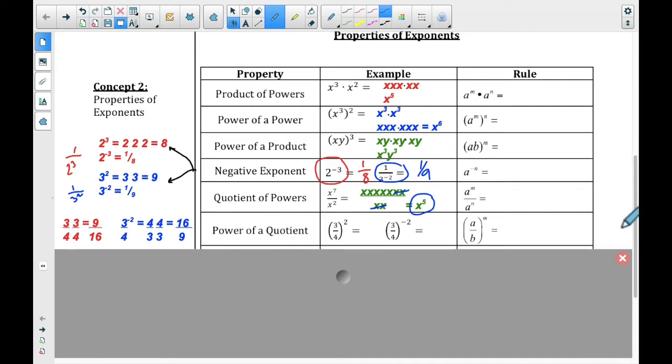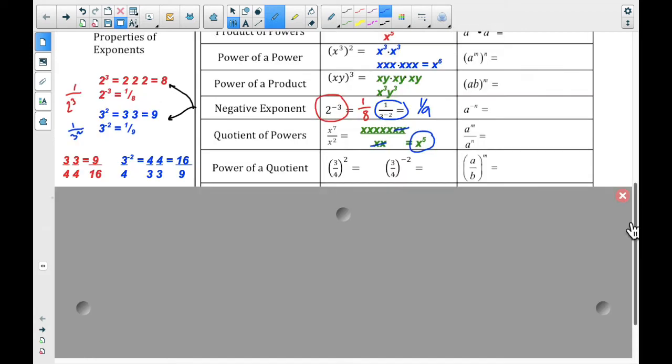Power of a quotient. And again, a quotient typically means division or fraction. So if we look at a power of a quotient, again, I'm coming over here. So let's kind of pay attention over here. 3 over 4 to the second power. That's what I have here. It means 3/4 times 3/4. When you multiply fractions, you multiply straight across. That's 3 times 3 is 9. 4 times 4 is 16.